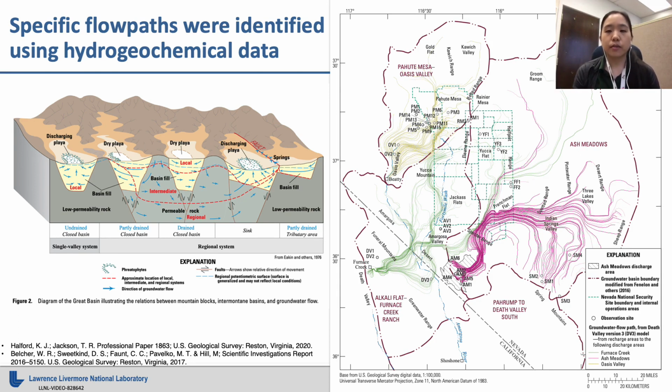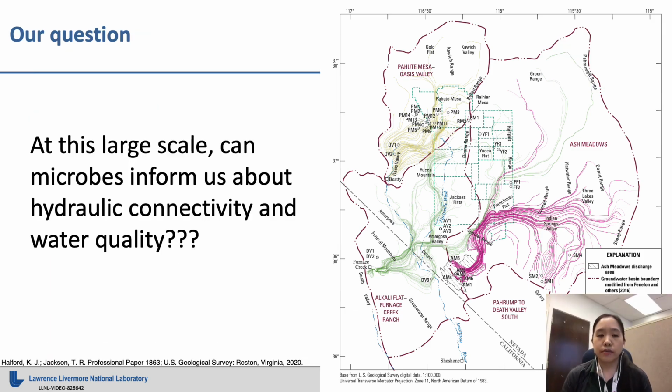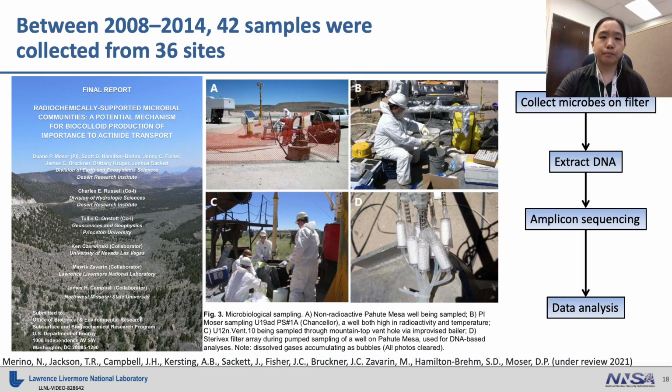And here I'm showing a map that is the latest hydrological model, and this was determined by one of the co-authors listed on this presentation, Tracy Jackson from the USGS. And so our specific question was, at such a large scale, can microbes inform us about hydraulic connectivity and water quality? And so we used DVRFS as our case study.